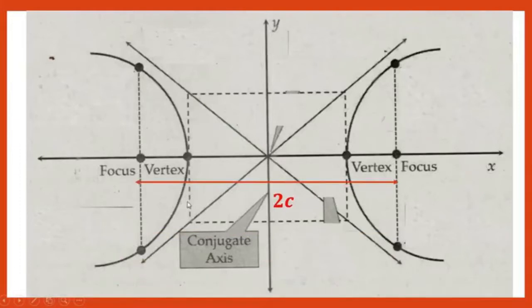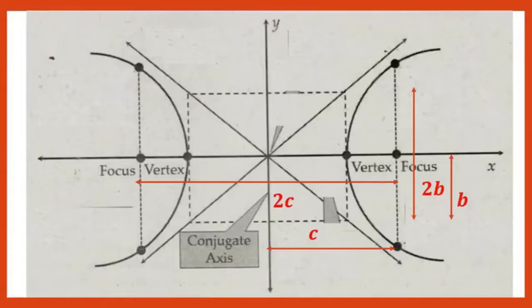Yung focal length naman, that is the distance from focus to focus. That is equivalent to 2c. From center to focus, ang haba niya naman ay c. Of course, yung ating conjugate axis, ang haba niya from endpoint to endpoint is 2b. But from center to one endpoint of the conjugate axis is equals to b.